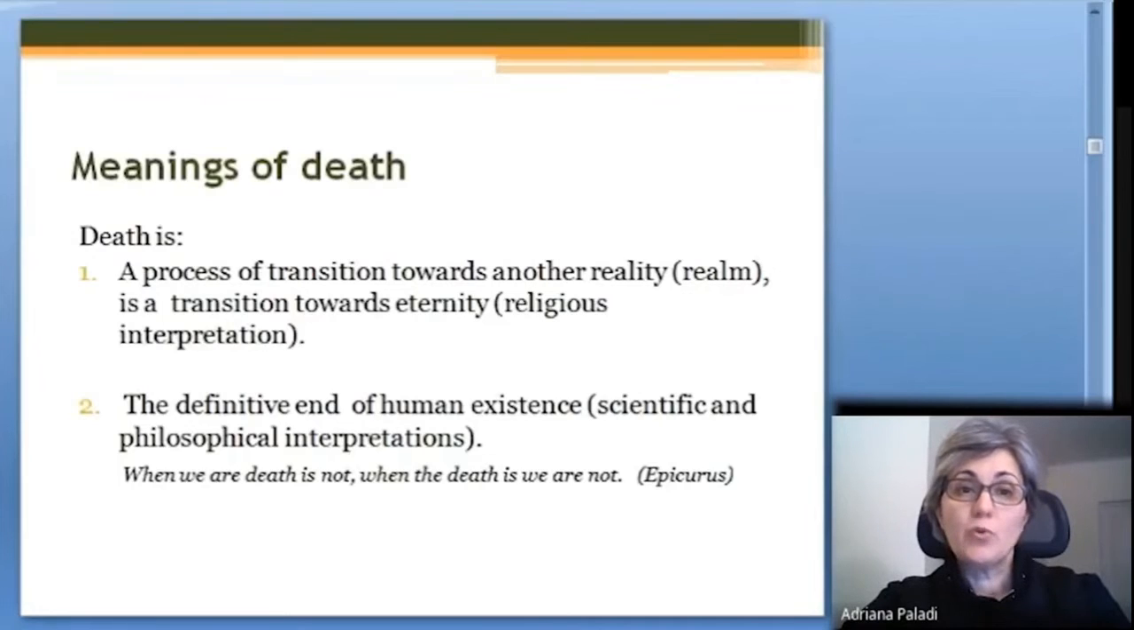Actually, there are two meanings of death. The first one is the religious meaning, and the second one is the scientific meaning. From a religious point of view, death is a process of transition towards another reality, or transition towards eternity, because from a religious perspective, the human has a soul, and the soul is immortal, and death is actually the transition of the soul toward eternity.